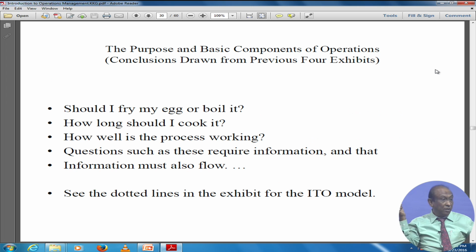For example, in the egg boiling operation, what were the decisions that I had taken this morning? When I woke up, I said, should I fry my egg or boil it? How long should I cook it? Because Pradip was calling me, sir, you have to come. How well is the process working? Questions such as this require information, and that information must also flow. So, please see the dotted lines in the exhibit for the ITO model.